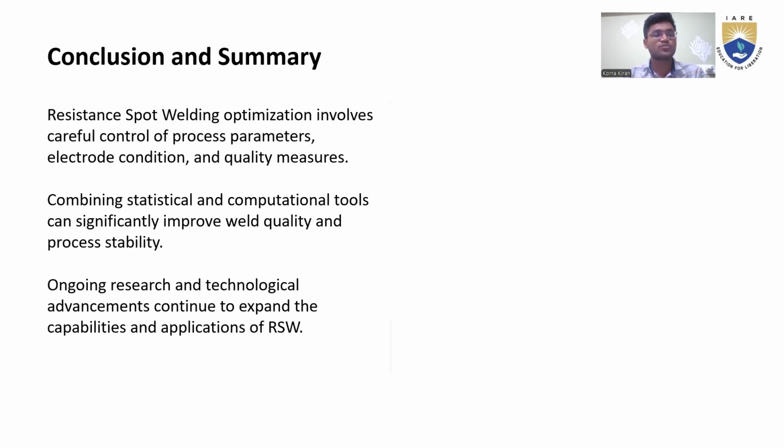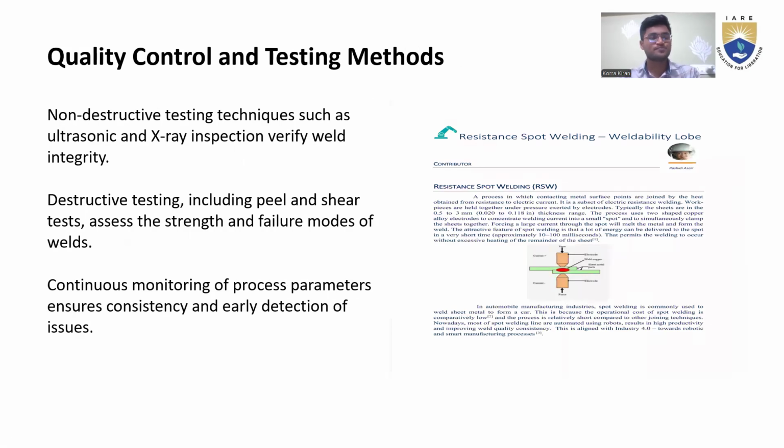At the last, we can see the conclusion and summary. Resistance spot welding optimization involves careful control of process parameters, electrode conditions, and quality measures. And combining statistical and computational tools can significantly improve weld quality and process stability. Ongoing research and technology advancement continue to extend the capability and applications of RSW. Now we can recall what we learned here.